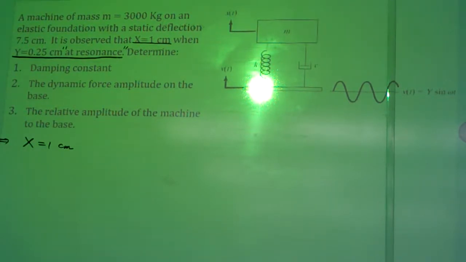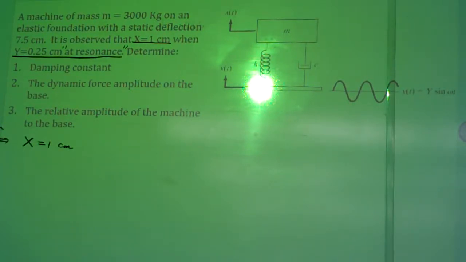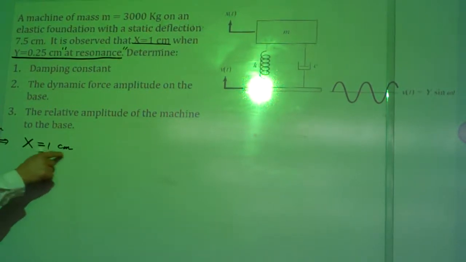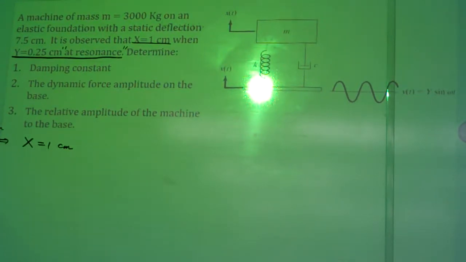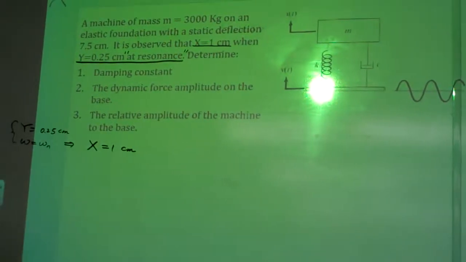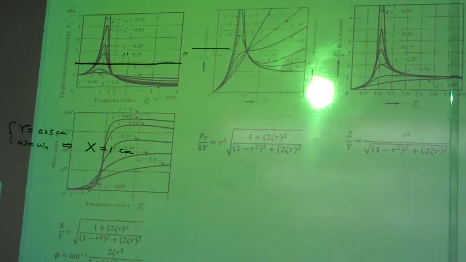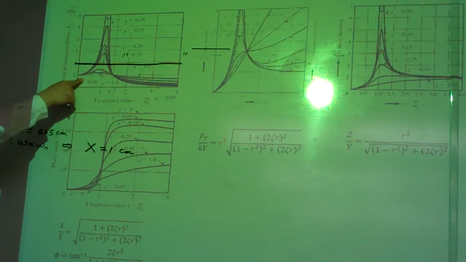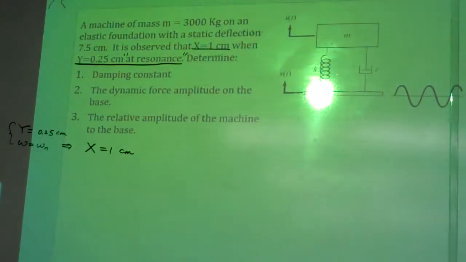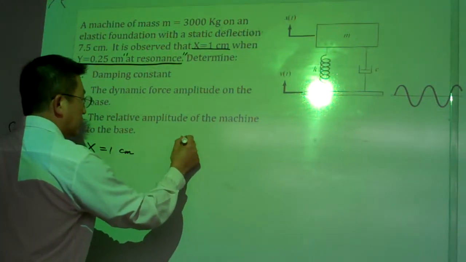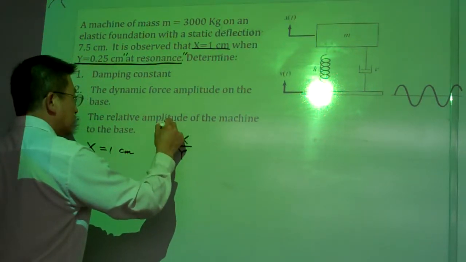We are given y equal to 0.25 centimeters and omega equal to omega n. So under such a scenario, we obtained the base excitation response of the system at the magnitude given. You can see once we digest the information, this is displacement, this is displacement. So very naturally, we go to the first scenario, that is the displacement. From here, we use x over y, the transmissibility.